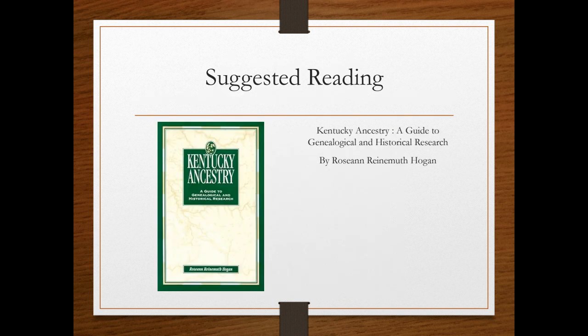And then I like to suggest this particular book. I know a lot of libraries probably have it in their collection. It's an older book, but it's still very useful. It's Kentucky Ancestry, A Guide to Genealogical and Historical Research. This is a very handy guide. It's going to break down everything by type of record.